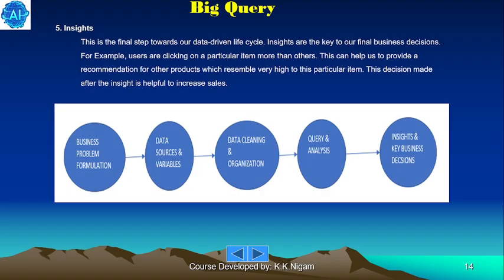Insights. This is the final step towards our data-driven life cycle. Insights are the key to our final business decisions. For example, users are clicking on a particular item more than others. This can help us provide a recommendation of other products which closely resemble this particular item. This decision, made after the insight, is helpful to increase sales.